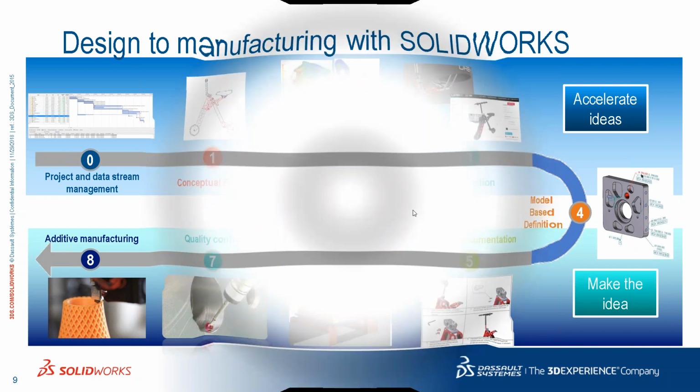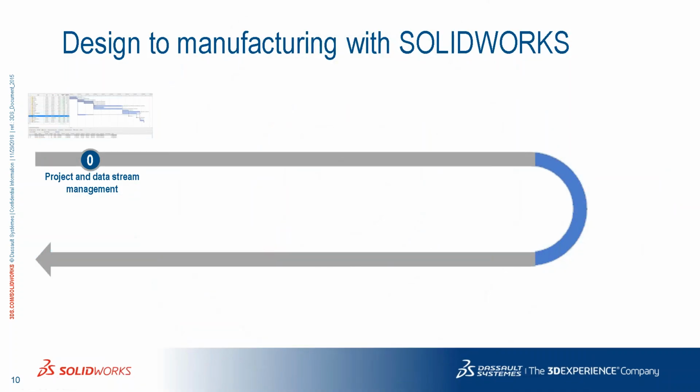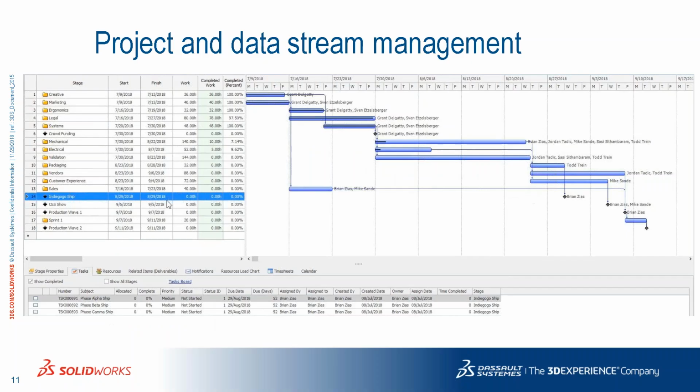Let's start with project and data stream management. If you have such a short time to manufacture your idea, you need a tool that will allow you to subdivide the project in phases, allocate resources and an hours budget, and also create activities and assign them to people.